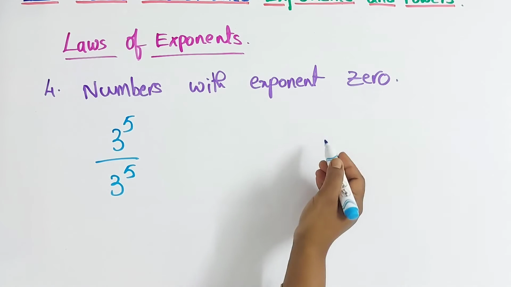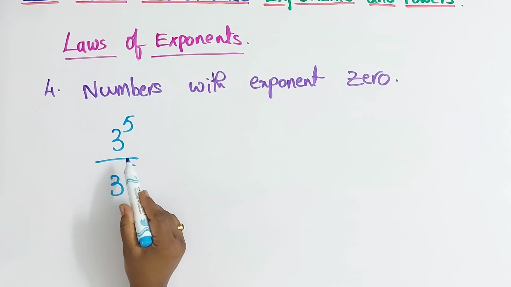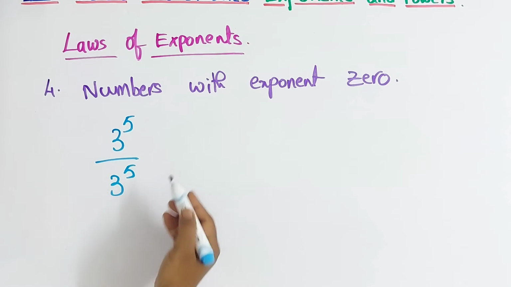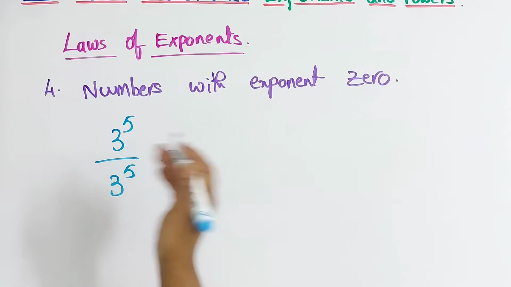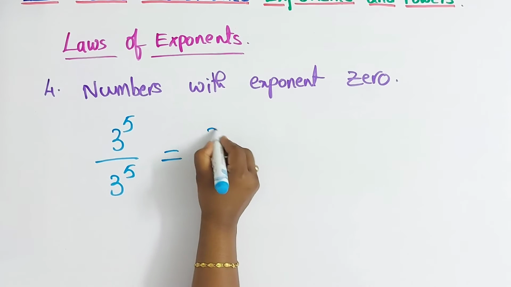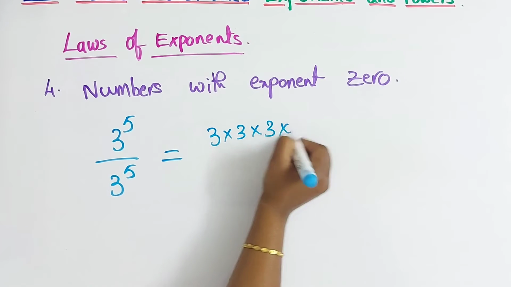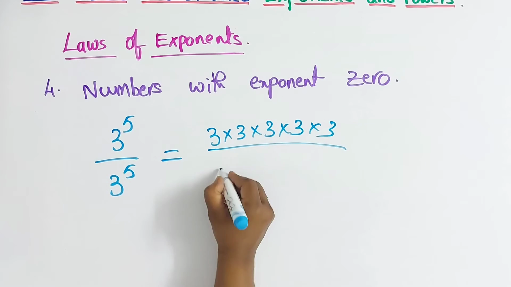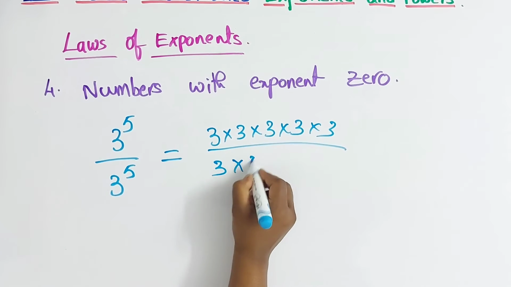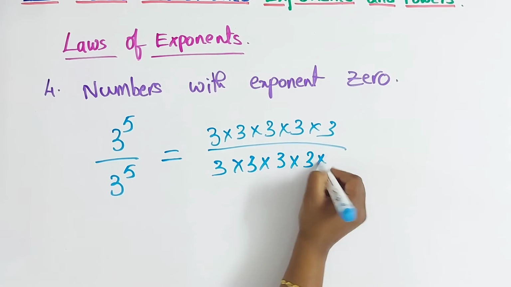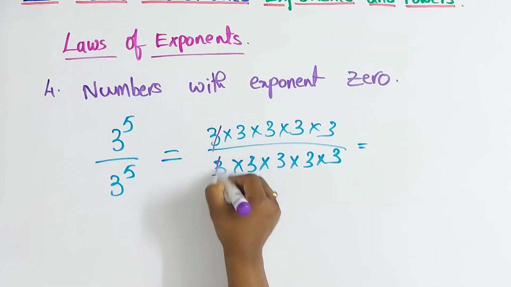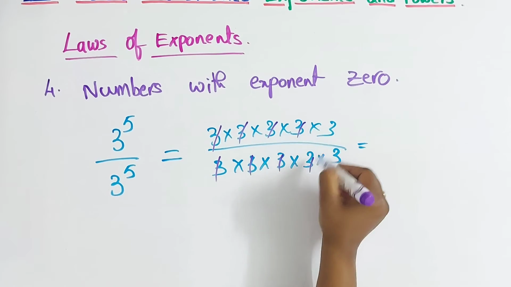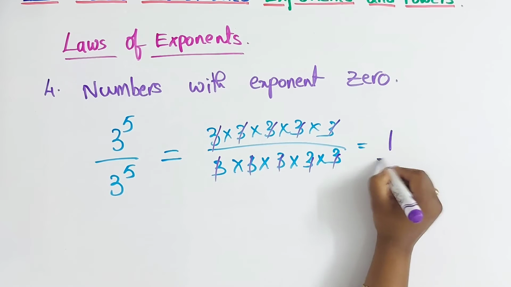Fourth one, numbers with exponent 0, children. We'll take the example 3 to the power 5 divided by 3 raised to the power of 5 again. 3 raised to the power of 5 means we have to multiply 3 five times: 3 into 3 into 3 into 3 into 3. In the denominator also 3 raised to the power of 5 is there. Here and here we can cancel these 3's. So what is the answer? Here also 3 will get cancelled. 1's are 1's. So the final answer is 1.